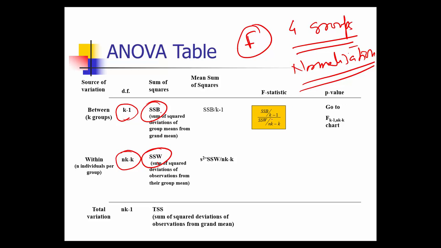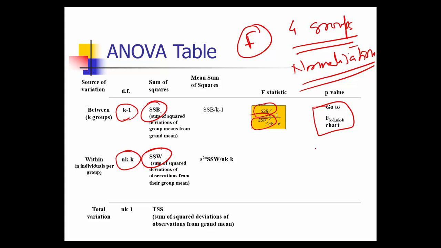So basically what we're trying to do is get a ratio of SSB to SSW. That's what the F statistic is, and obviously it's normalized by the degrees of freedom of the respective variances. Then we get what is known as the F statistic. We then look at the F distribution table and compare with the threshold.